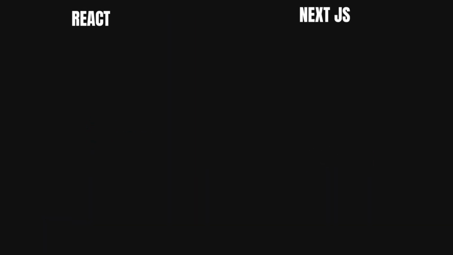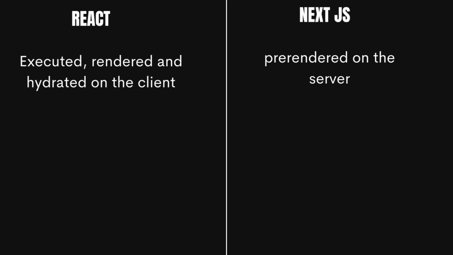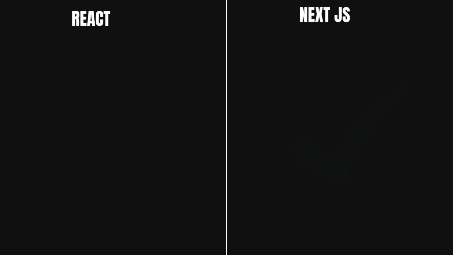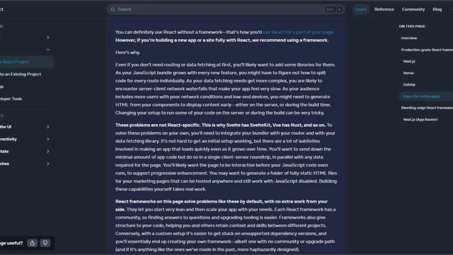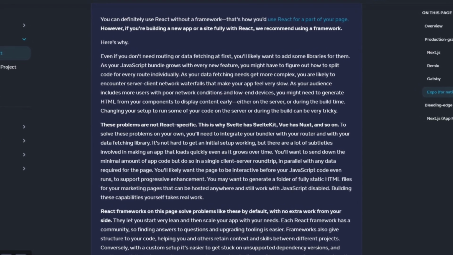Client components in Next.js are still rendered on the server, and the hydration is done on the client's browser. In contrast, React client components are executed and hydrated on the client's browser, which results in your application doing more work on the browser to render your page. This difference is one of the few advantages of using a framework like Next.js over vanilla React. Even React in their official documentation suggests using a framework to build your application.